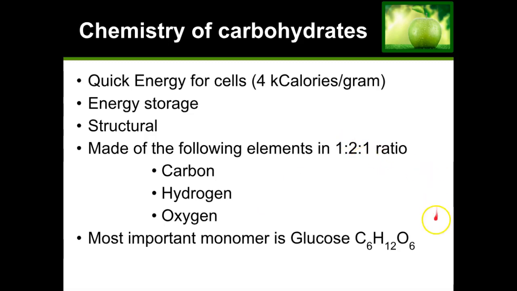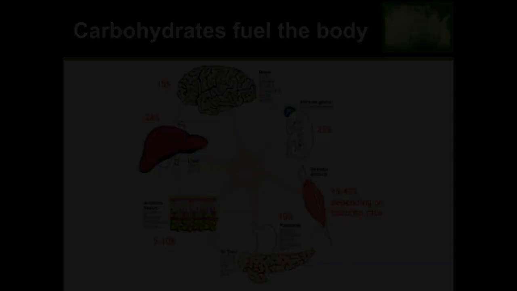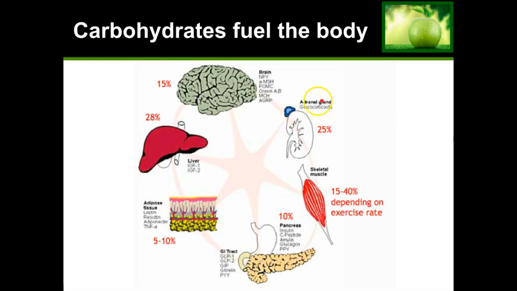The most important monomer is glucose, which has a formula C6H12O6. Carbohydrates fuel the body, providing energy for the brain, adrenal glands, working muscles, pancreas, gastrointestinal tract, adipose tissue, and the liver.